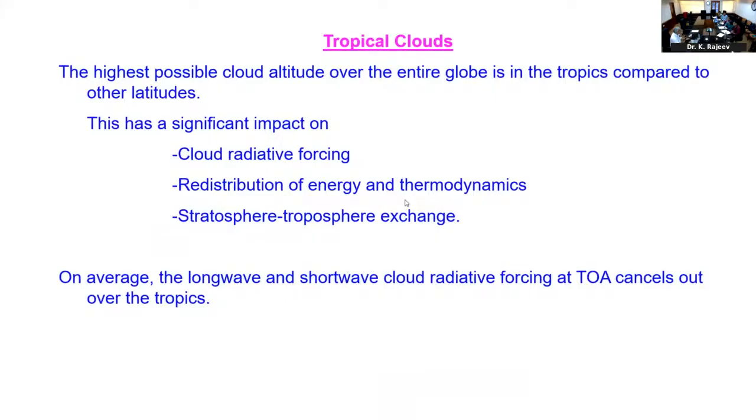Tropical clouds are of most importance. The reason being, this cloud is the tallest cloud in the world because your tropopause is at 17 kilometers. So here the clouds can go up to 17 kilometers. That is the coldest cloud top on the earth compared to polar clouds or mid-latitude clouds. So the radiative forcing will be completely different. Obviously, redistribution of energy. Most importantly, that will cause stratosphere-troposphere exchange because the tropopause acts as a lid.